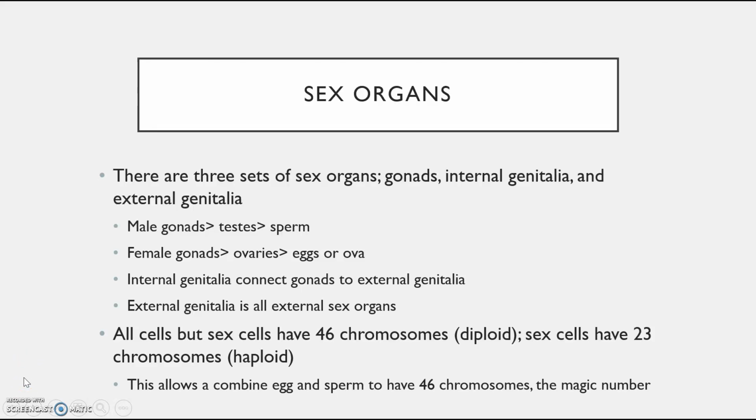All cells but the sex cells have 46 chromosomes. These are considered diploid or 2N, and this just means that there's two copies of every gene, one from the mom and one from the dad. Sex cells have 23 chromosomes and are considered haploid or 1N. And this allows, once an egg and a sperm combine, they'll have 46. If they were both diploid and combined, every new generation would have double the amount of chromosomes that we need to be human.